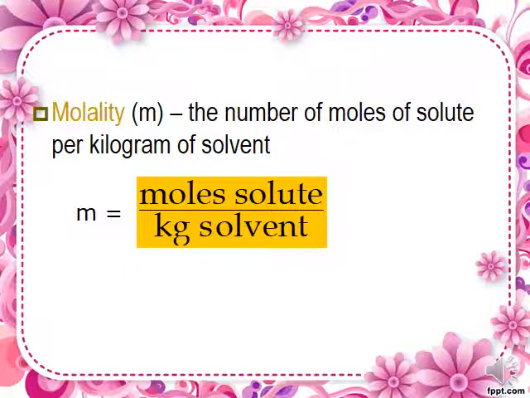So the next type of unit of concentration is molality, small letter m. It is defined as the number of moles of solute per kilogram of solvent. So the difference between molality and molarity is the denominator. For molarity, it is in liters. For molality, the denominator is in kilograms.